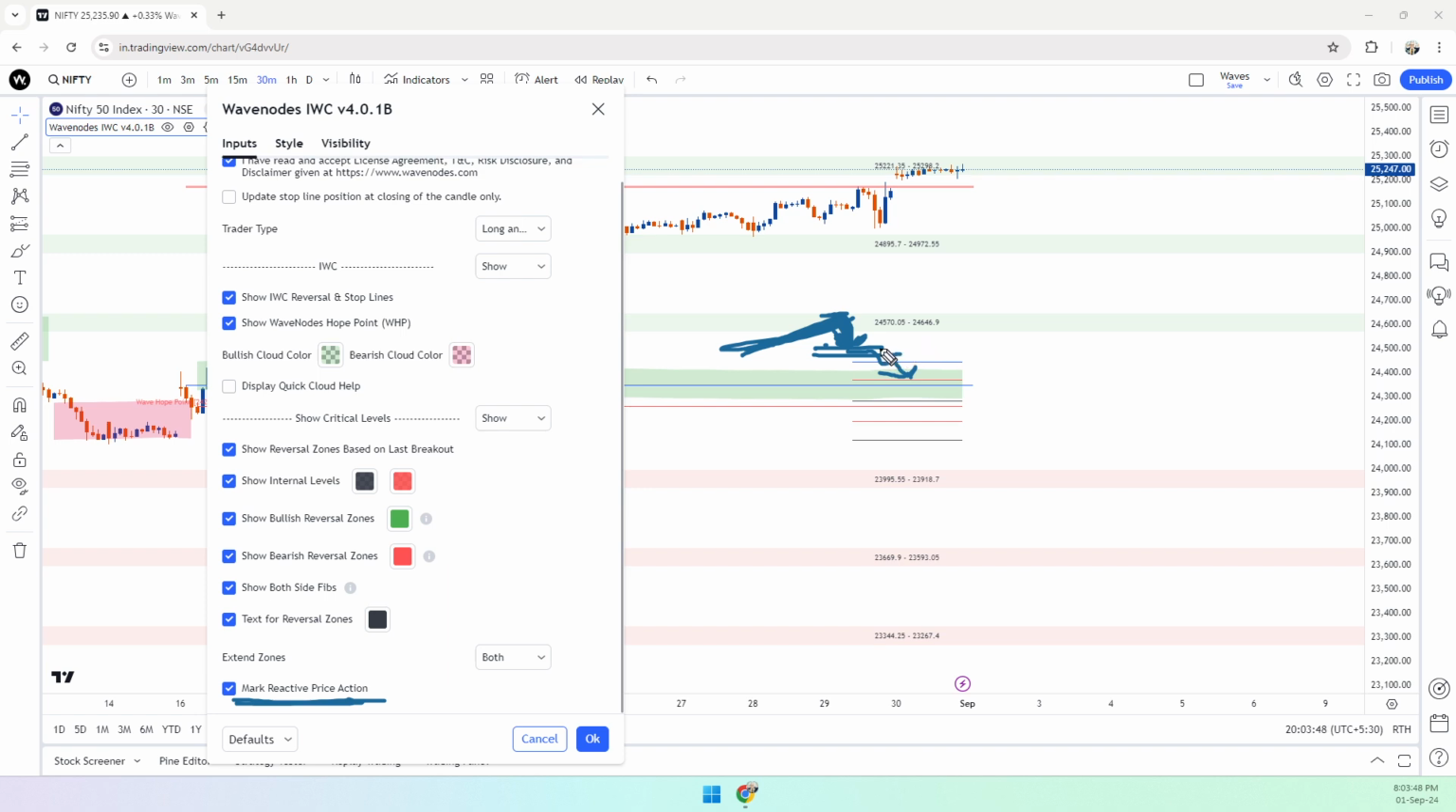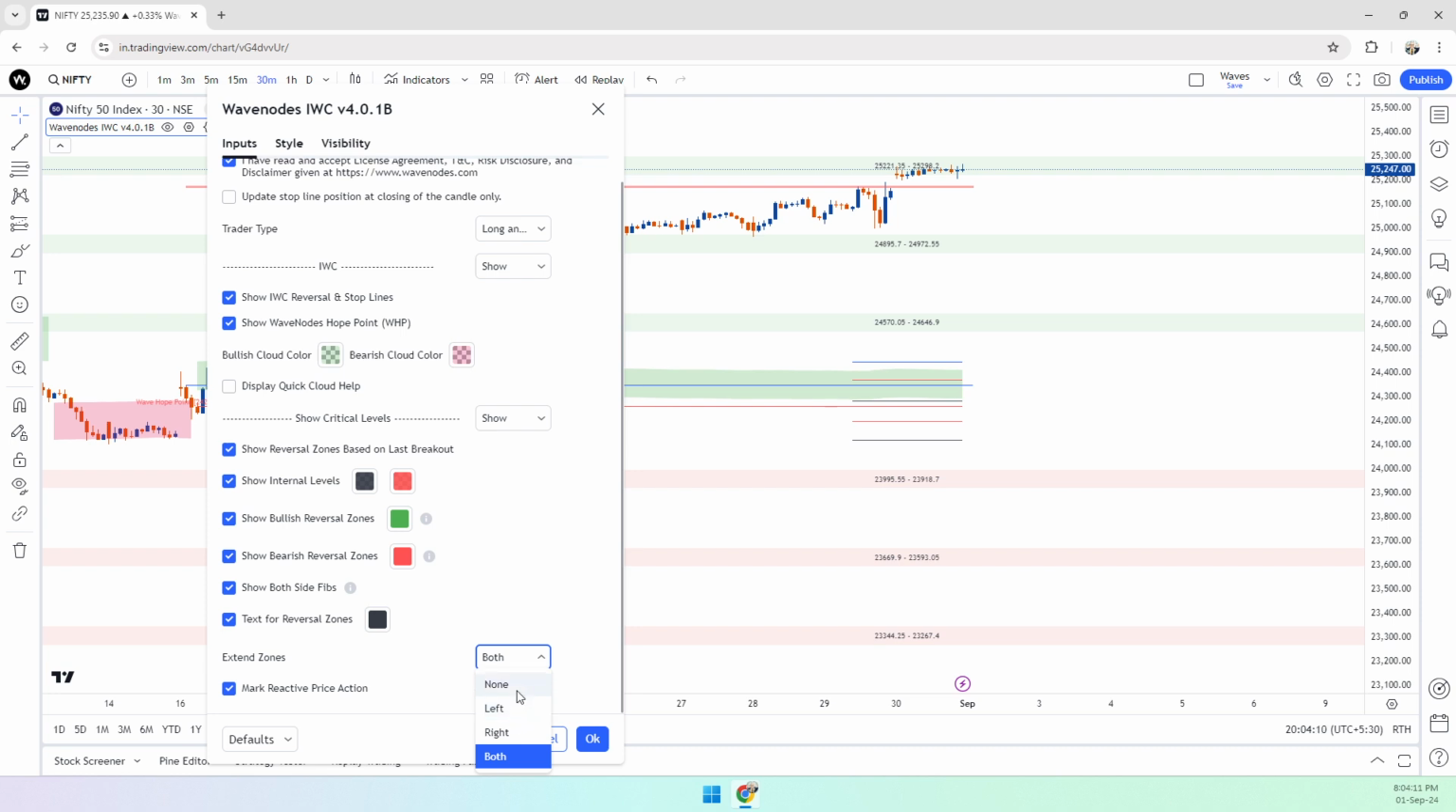That is, HFT algos are reacting to the positions in the market and they are just unnecessarily extending the downward move beyond a certain level, and that will be visible to you if this option is turned on. So you can be careful while trading. Then you can extend zones on the left and right side.